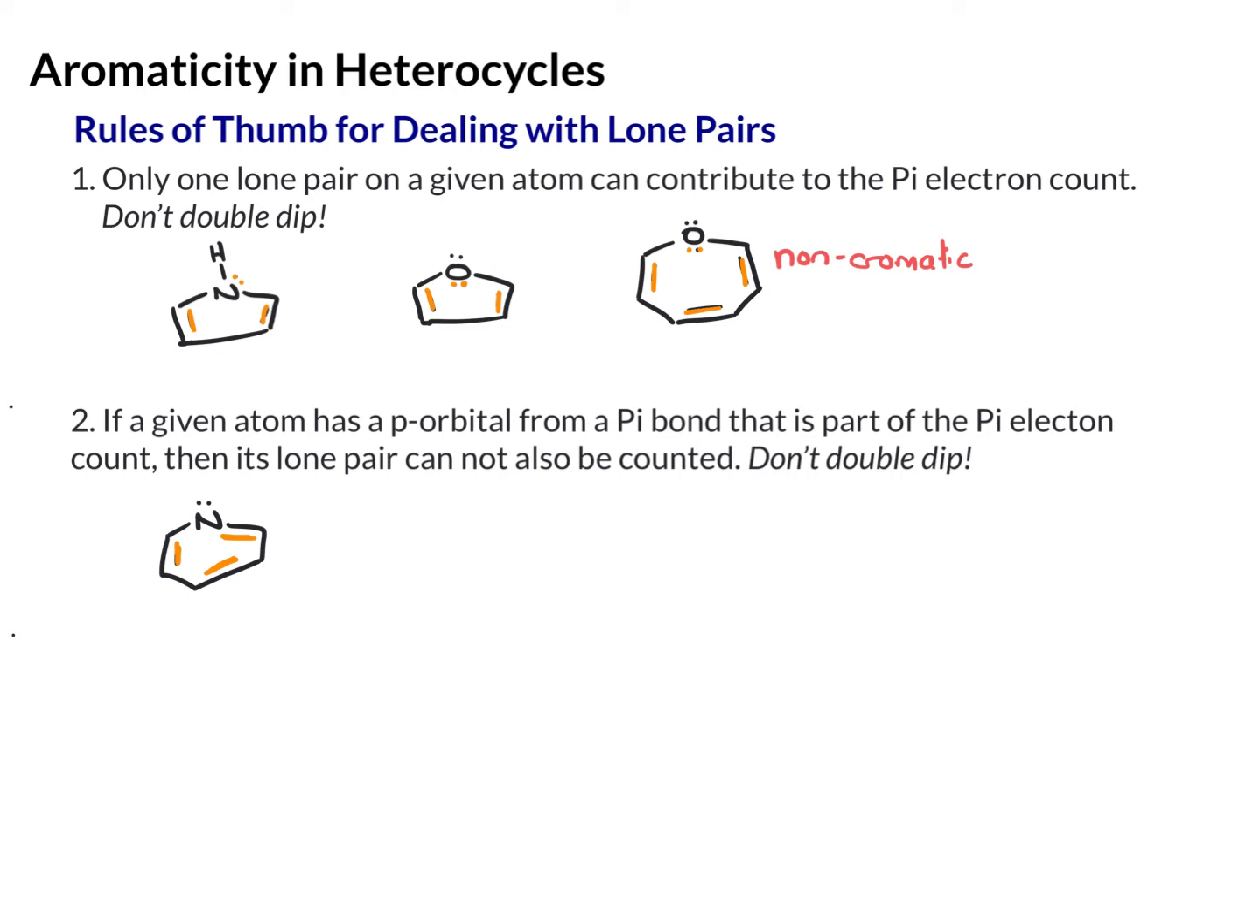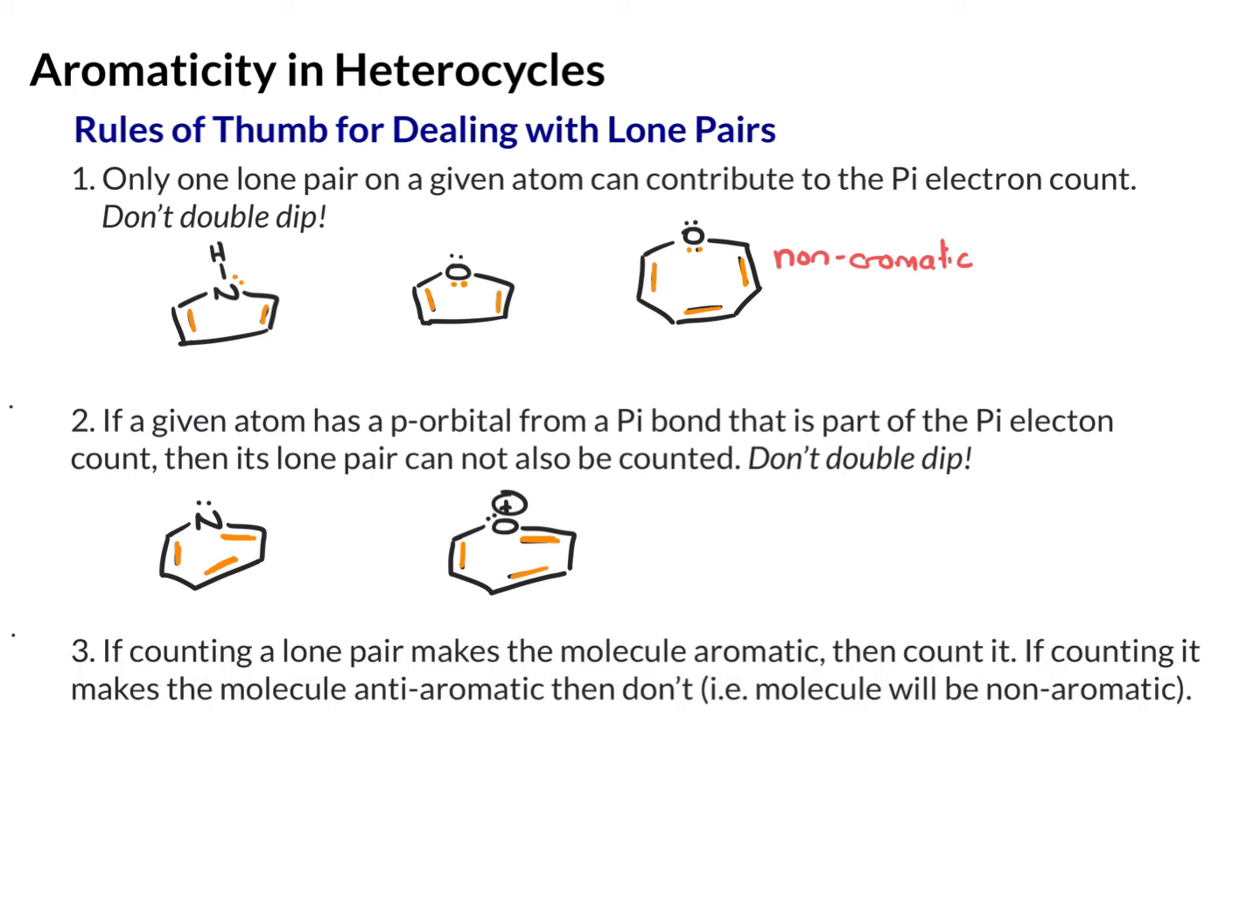Here's another case, maybe with an oxygen. Like that, and this oxygen has a lone pair on it, but the double bond that's on the oxygen is already using up its p orbital. So there's the 6 pi electrons. The lone pair doesn't count.